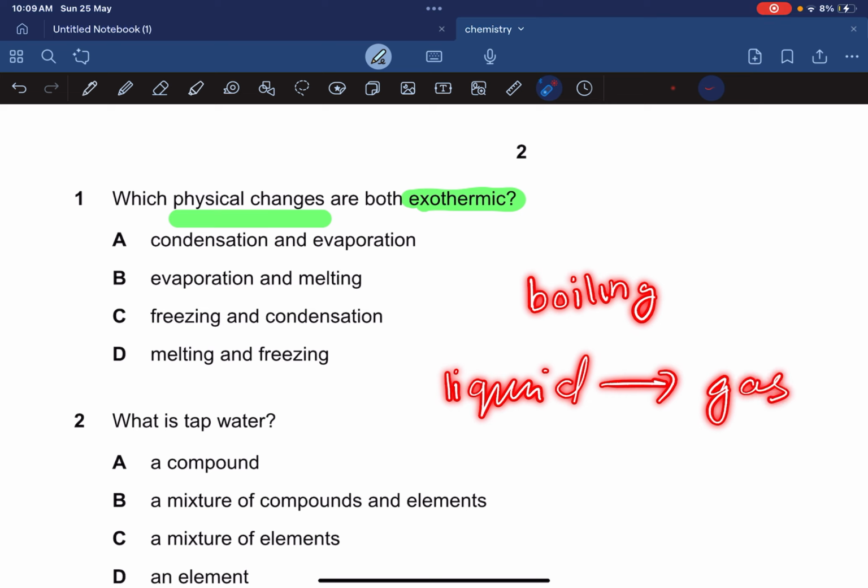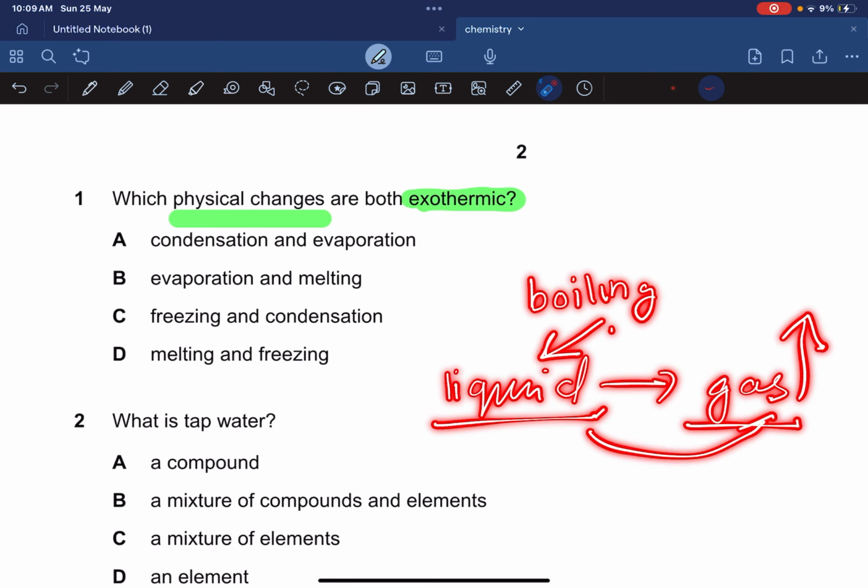So what's basically happening? Does a liquid have more kinetic energy or a gas? You should know that a gas has a higher kinetic energy. So what's basically happening is the liquid is gaining kinetic energy to be turned into a gas. It's gaining the temperature or heat. You are giving it heat. So that's an endothermic reaction because heat is going into the liquid to turn it into a gas. So boiling is clearly endothermic.